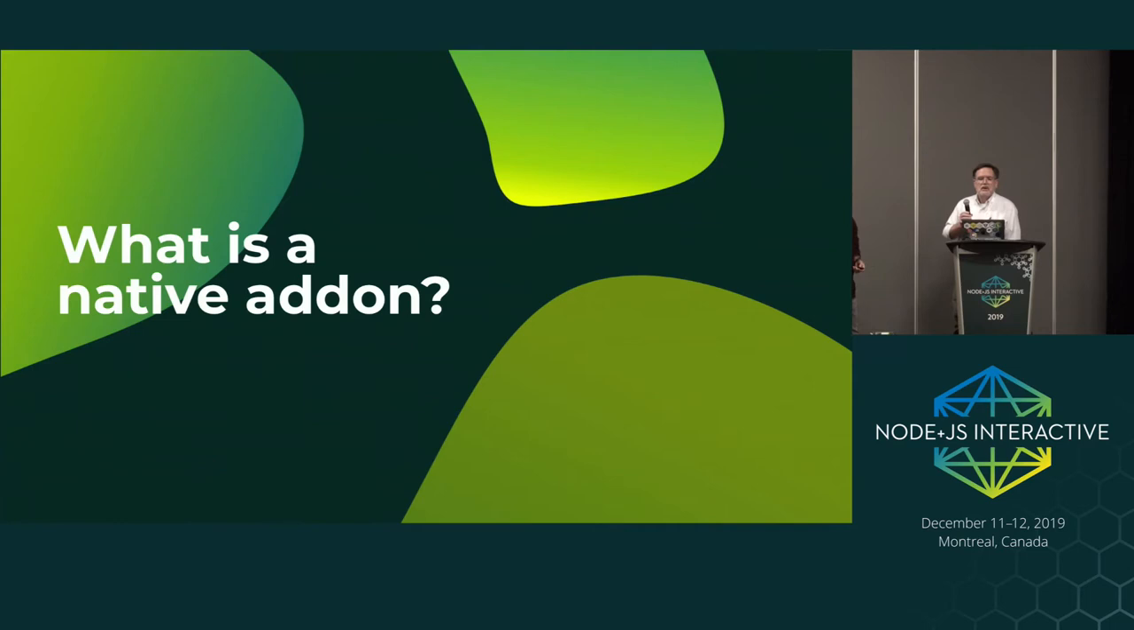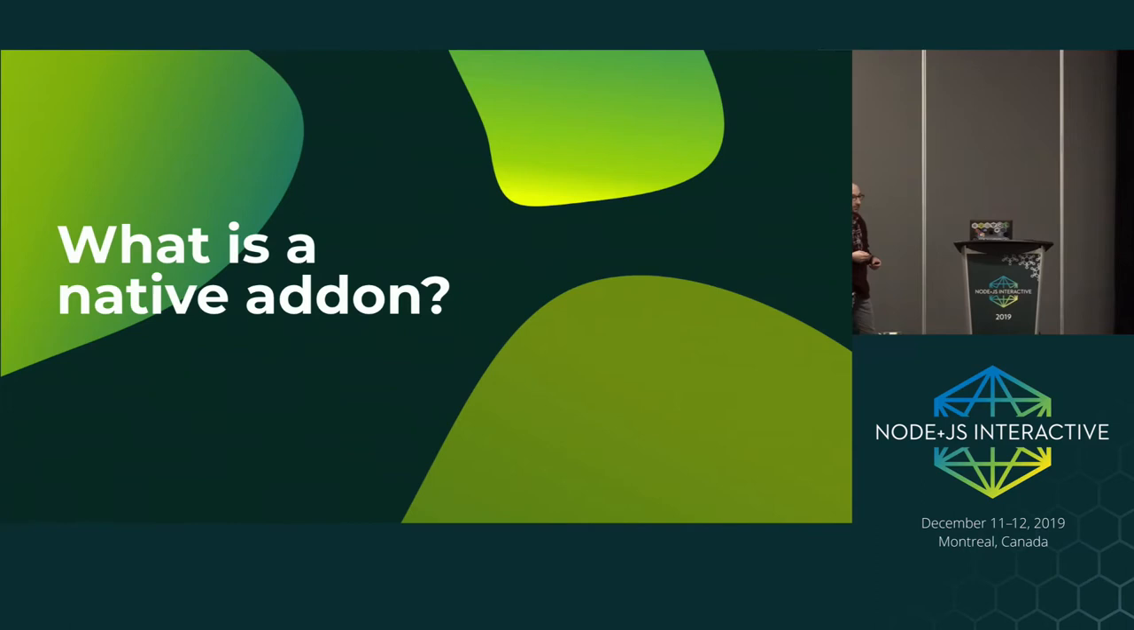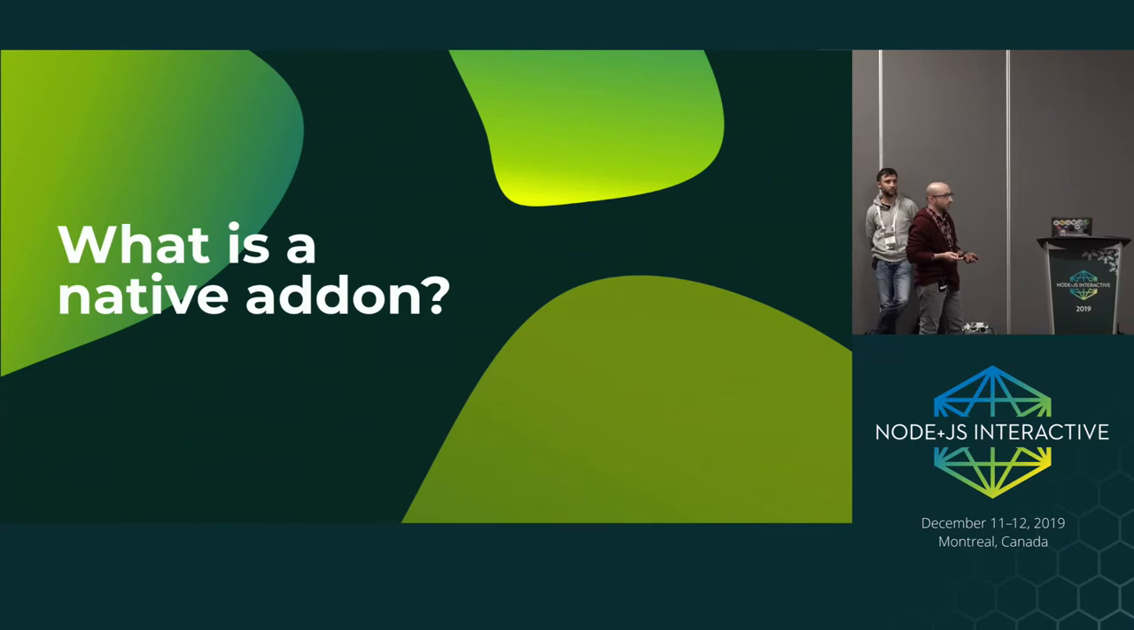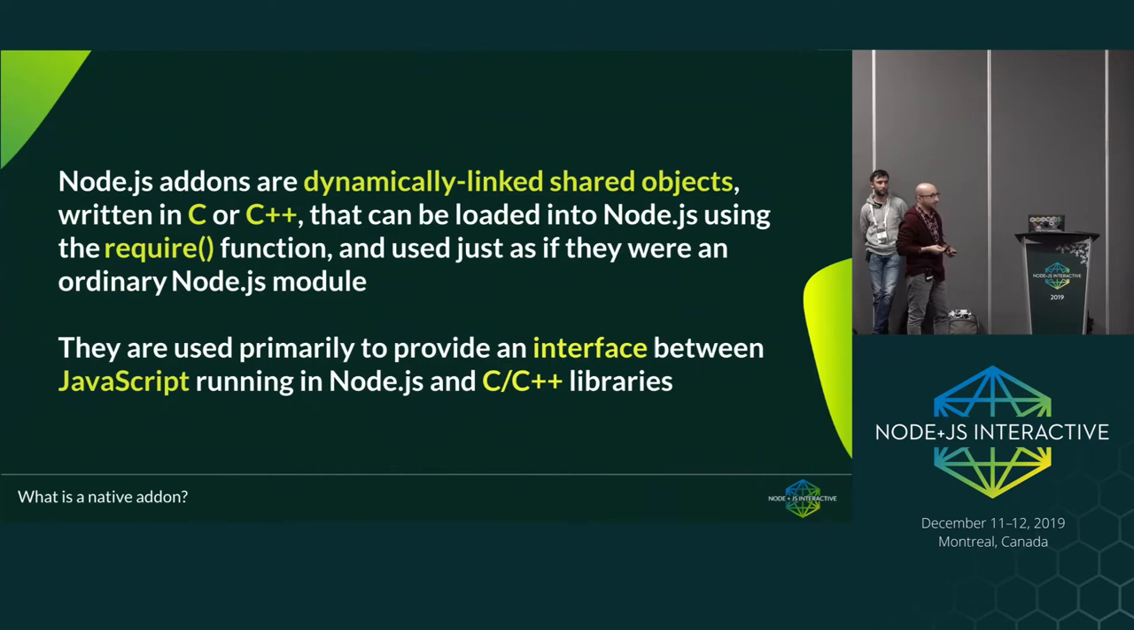Okay, so the purpose of this workshop is to teach you how to implement a native add-on using NAPI. But before we start, you need to know what a native add-on is. We can refer to this definition from the Node.js documentation. Native add-ons are defined as dynamically linked shared objects that can be loaded as any other JavaScript module through the require function, and they are written in C and C++.